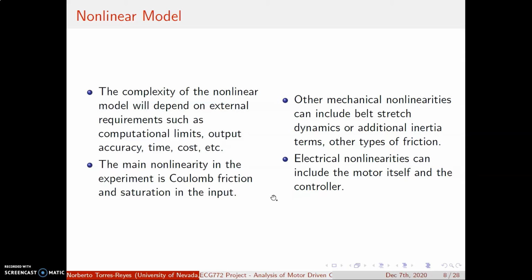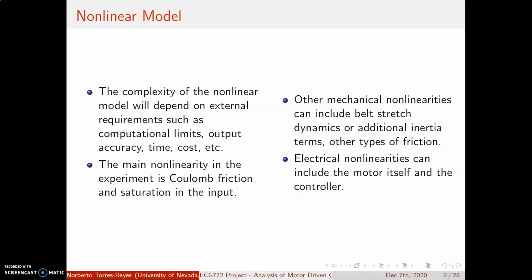For the nonlinear model, the complexity will depend on external requirements such as computational limits, output accuracy, time, cost, etc. You can make it as complicated as you want, but if we don't need it to be that complex, then there's no reason to. The main nonlinearities in the experiment are Coulomb friction and the saturation in the input. Other mechanical nonlinearities can include belt stretch dynamics or additional inertia terms coming from the gearbox or the pulleys, and other types of friction.